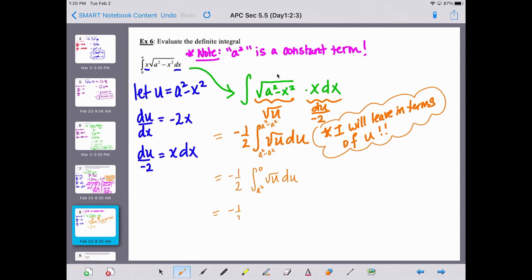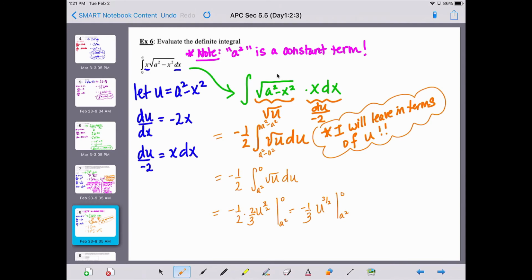So let's see, I will have my negative 1/2 in the front, and then the square root of u, remember that's u to the 1/2, right? So if I integrate that, I'm going to be adding 1 to 1/2, which is going to make it u to the 3/2 power. But then I have to multiply by the reciprocal, so I needed 2/3 in front to undo my 3/2. And I am evaluating this from a squared to 0. Well, I can simplify a little bit. Negative 1/2 times 2/3 is just going to be negative 1/3. So negative 1/3 u to the 3/2 power evaluated from a squared to 0.